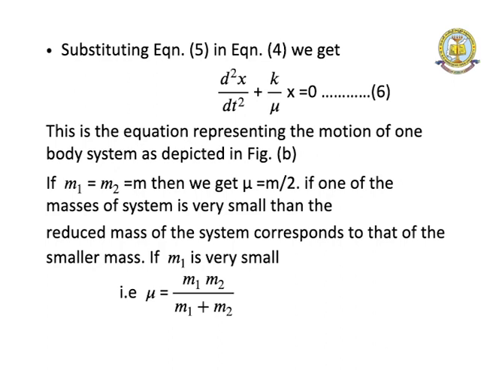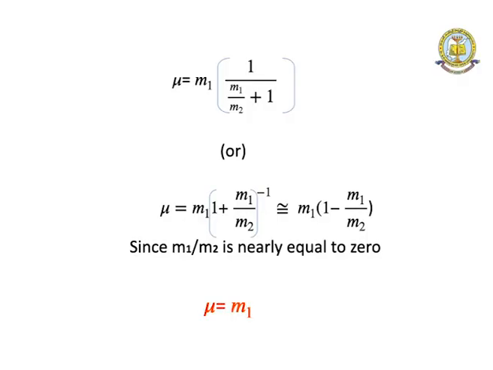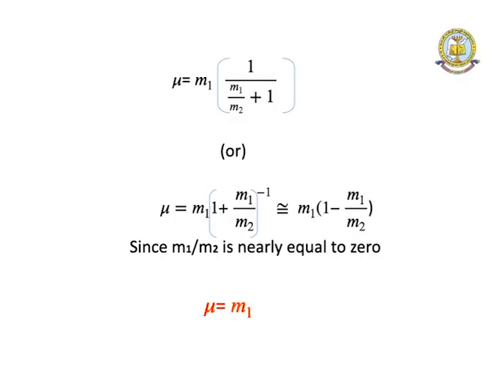So you can simplify this equation, nu is equal to m1 m2 by m1 plus m2. Taking the LCM, m1 plus m2 is the denominator and m1 into m2 is the numerator, so m1 m2 by m1 plus m2. So nu is equal to m1 times 1 plus m1 by m2 whole power of minus 1. Doing the binomial expansion, we neglect the higher order terms and keep only the small terms, which gives m1 into 1 minus m1 by m2. So since m1 is very small compared to m2, nu is nearly equal to m1. So this is the reduced mass.